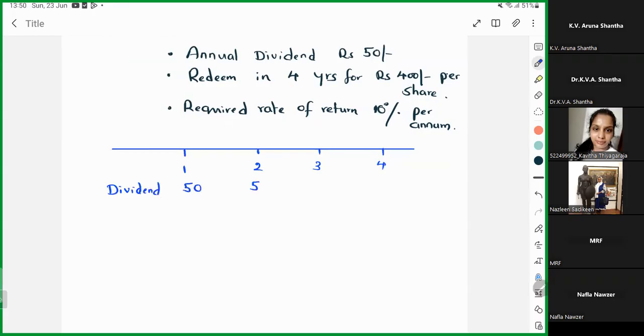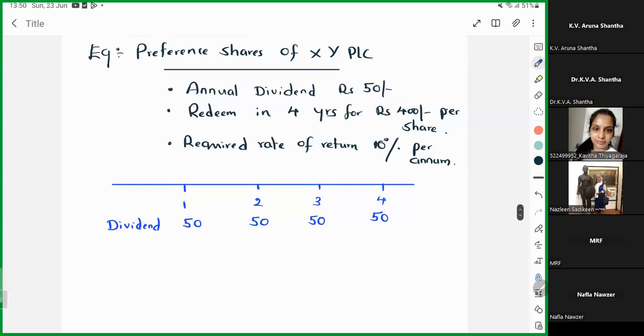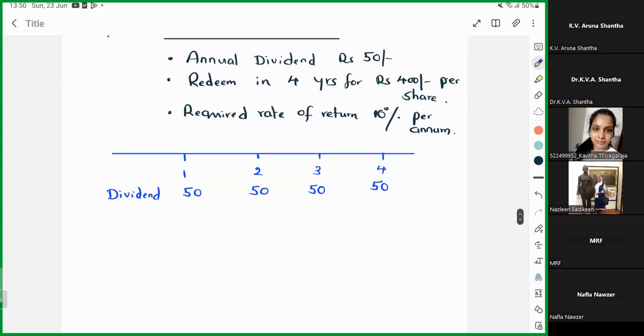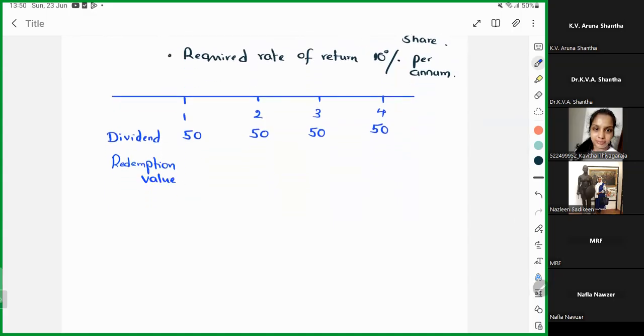You see, annually you get 50 dividend. Any other cash flow? Yeah, when you redeem, you're getting the 400 per share. Yes, very good. Shares are redeemed in 4 years, so at the end of the 4th year you get the redemption value, 400. Now these are the future cash flows. First year cash flow 50, second year 50, third year 50, but the 4th year 450.